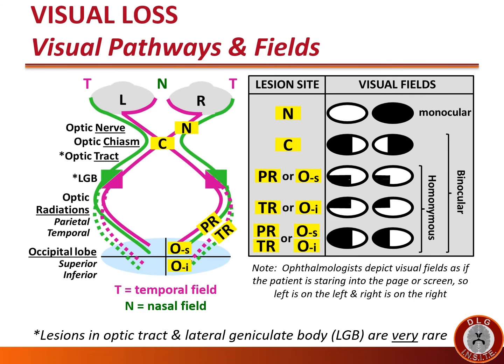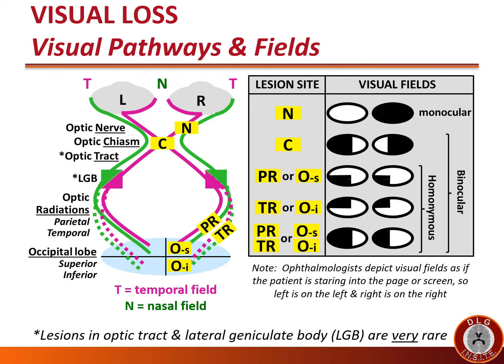A lesion in the right parietal radiation, which is superior to the temporal lobe, will lead to an inferior quadrantenopsia on the left. And a superior occipital lesion on the right also will lead to a left inferior quadrantenopsia. The temporal radiations, however, when involved, will result in a contralateral, in this case left, superior quadrantenopsia. And the inferior occipital lobe likewise will give you a contralateral superior quadrantenopsia.